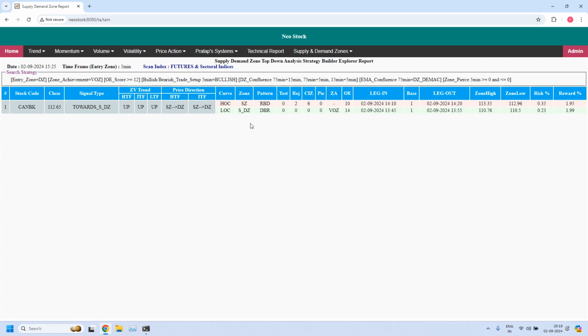So it is a high probability setup and the demand zone is a high liquidity zone. RR, we have excellent RR. It's a very good high probability trade setup.